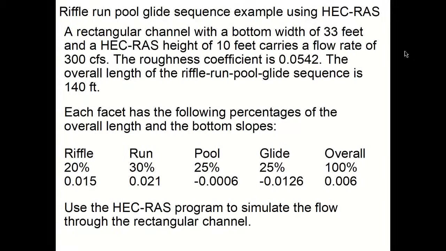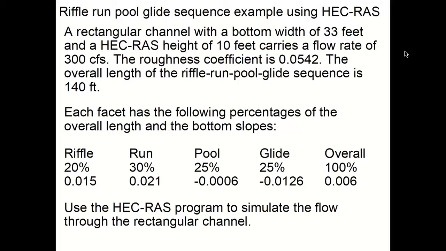This video discusses how we're actually going to use HEC-RAS to simulate a riffle, run, pool, glide sequence. A rectangular channel with a bottom width of 33 feet and a HEC-RAS height of 10 feet carries a flow rate of 300 cubic feet per second. The roughness coefficient is 0.0542. The overall length of the riffle, run, pool, glide sequence is 140 feet.